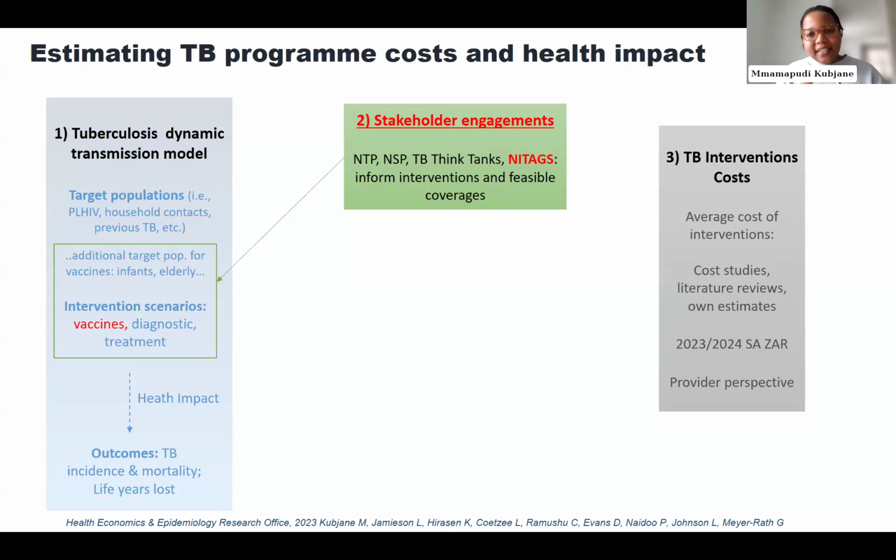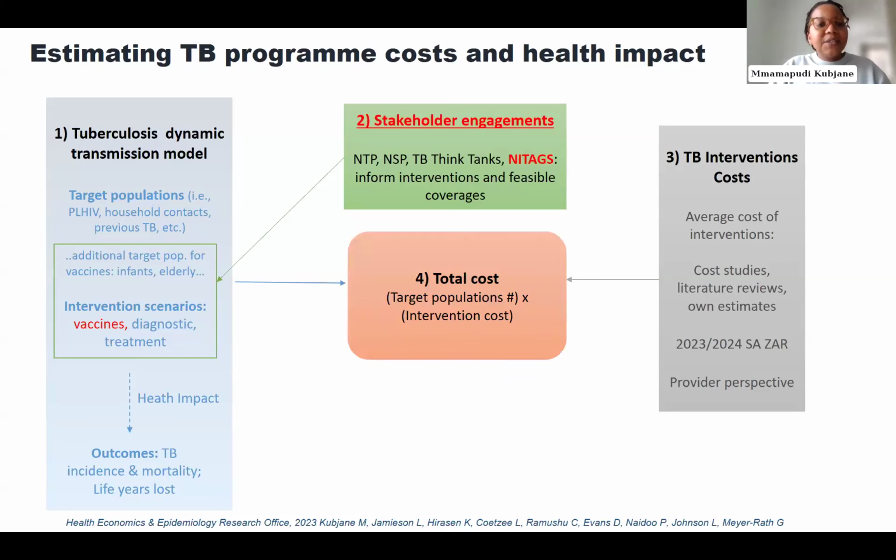And separately, there needs to be work that describes the costs of each of the interventions. And based on the work that has been done at HERO, there is a comprehensive repository of TB program costs that we integrate in this analysis. So including the costs and the target populations, we can calculate the total costs of implementing that particular intervention.